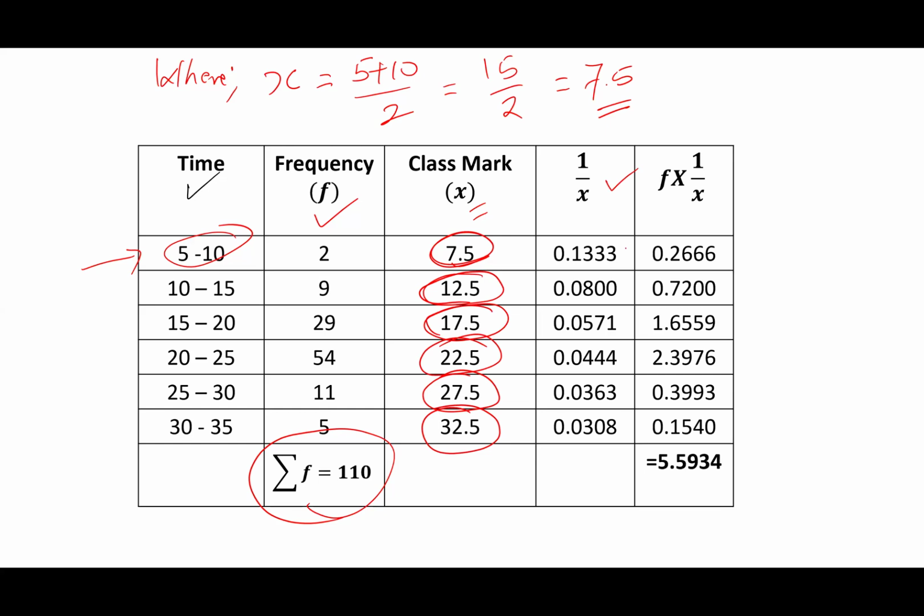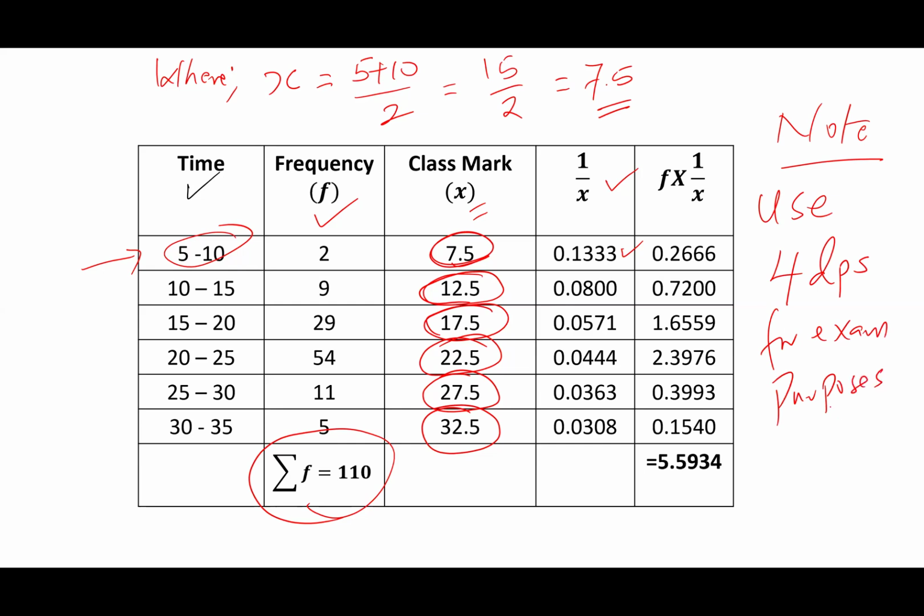divided by 7.5, that is 0.1333. Remember, we go up to 4 decimal places. Don't forget, note, use 4 decimal places for exam purposes. And even when you are teaching your students there, some of you are going to lecture, please emphasize 4 decimal places. Otherwise, 2 decimal places, you lose marks.